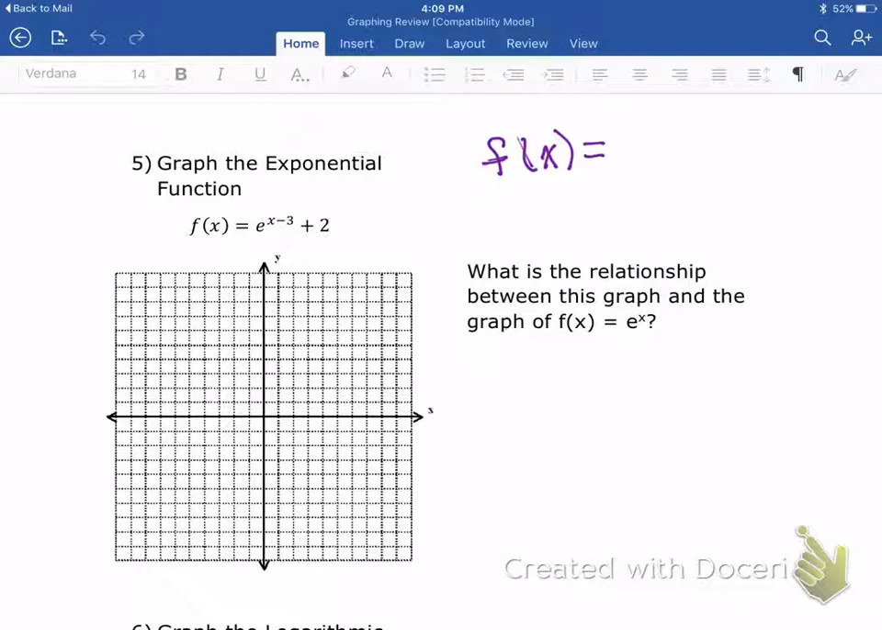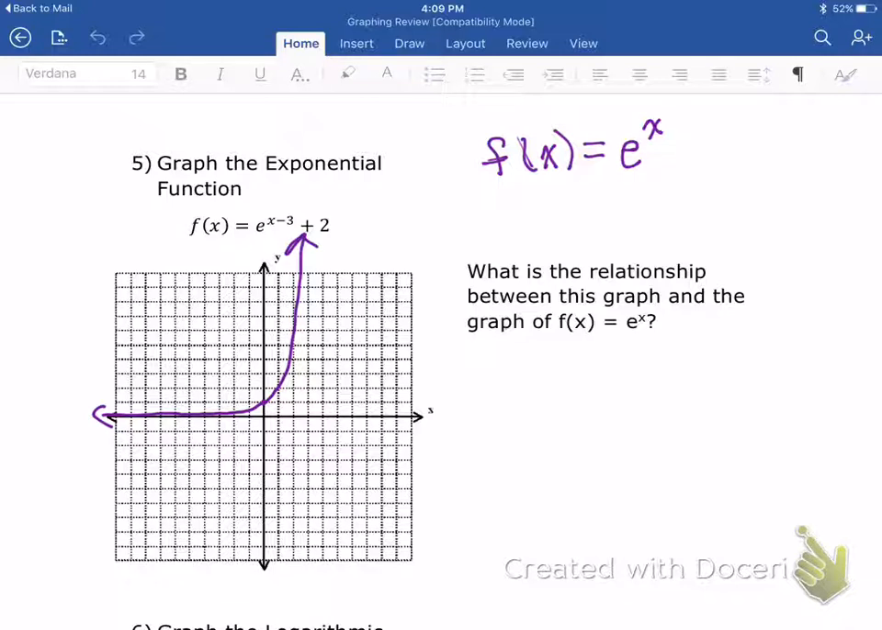equals e to the x power. Okay, and when I graph f of x equals e to the x power, my graph looks like this. Okay, so that is the graph of f of x equals e to the x power.